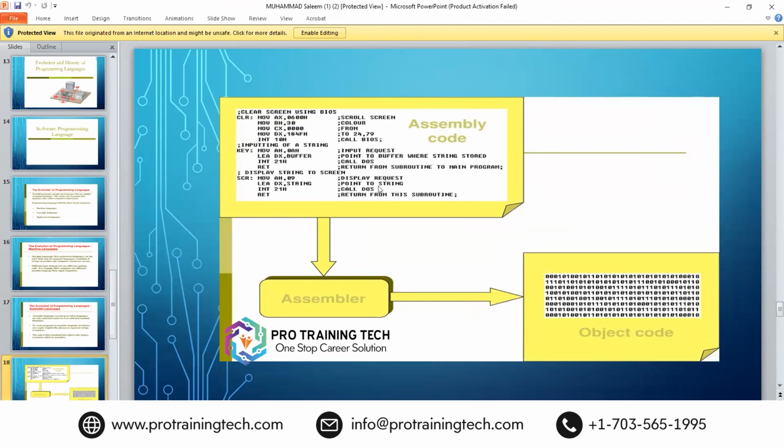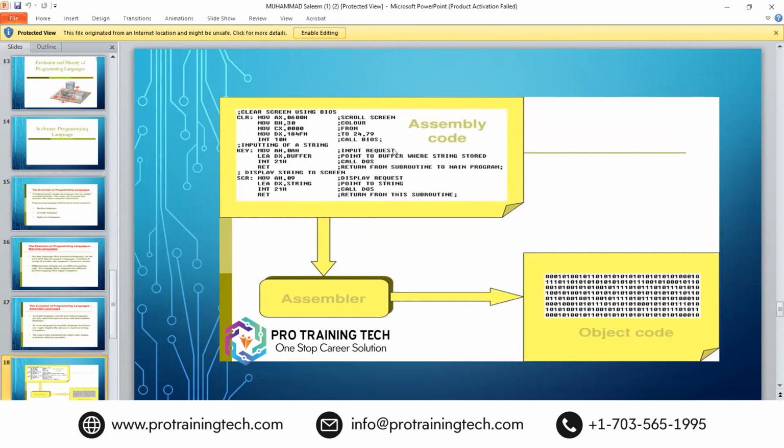So guys, this is the assembly language, which was introduced after the machine language. If you see, we are able to write inputting of a string, mov, oah, display string to screen. These are different; it is still a little hard to understand and learn, but much better than this object code here. So assembly language came into the picture. But now another problem arises.